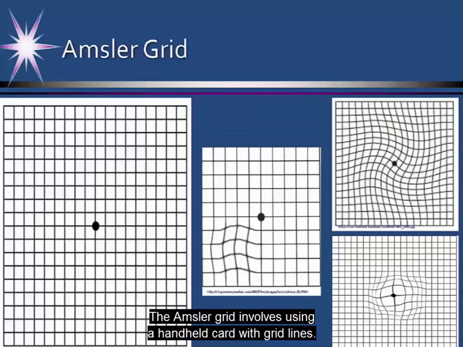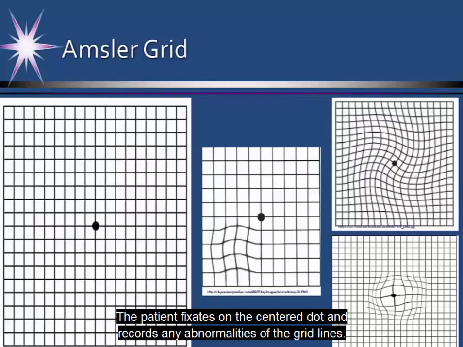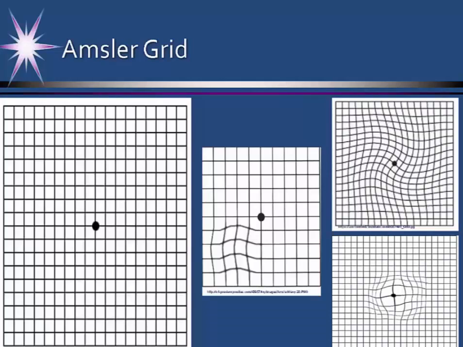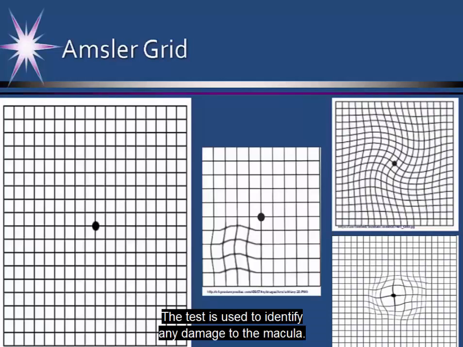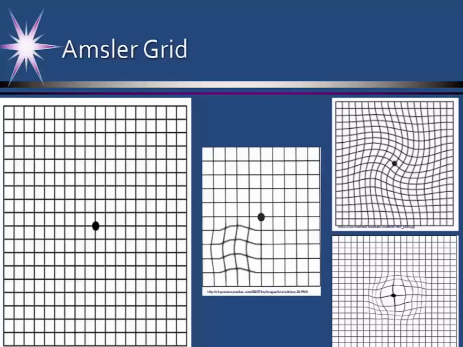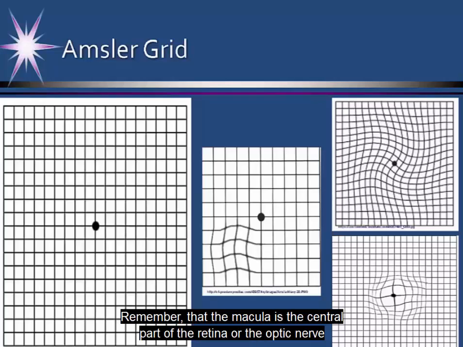The Amsler grid involves using a handheld card with grid lines. The patient fixates on the center dot and records any abnormalities of the grid lines. The test is used to identify any damage to the macula. Remember that the macula is the central part of the retina, so damage could be caused by macular degeneration or any other eye diseases.